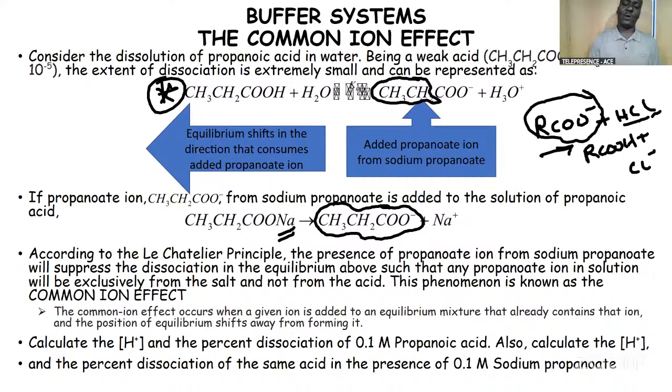Because according to Le Chatelier's principle, when a system is in equilibrium and you impose a stress on such system at equilibrium, the way the equilibrium will respond is to annul the effects of that imposed stress. So if you have imposed an additional stress by adding propanoate ion from sodium propanoate on the first equilibrium, and they have one ion that is common, that's propanoate ion, the presence of this common ion will reduce the amount of propanoate ion that will have come from the acid itself. That's how a buffer system works.